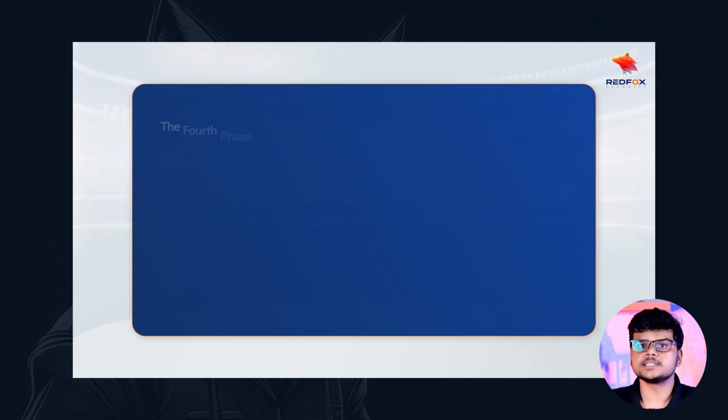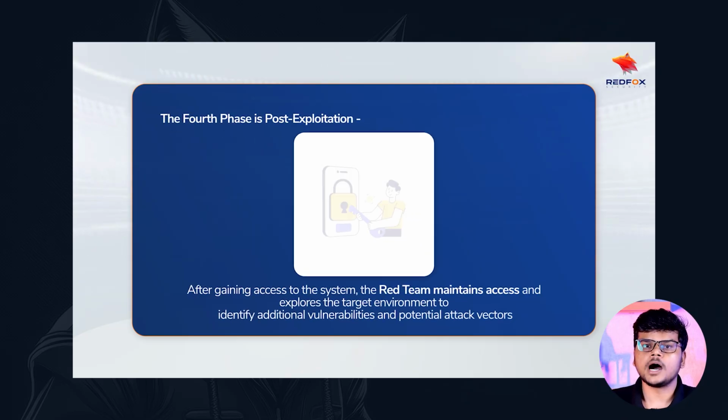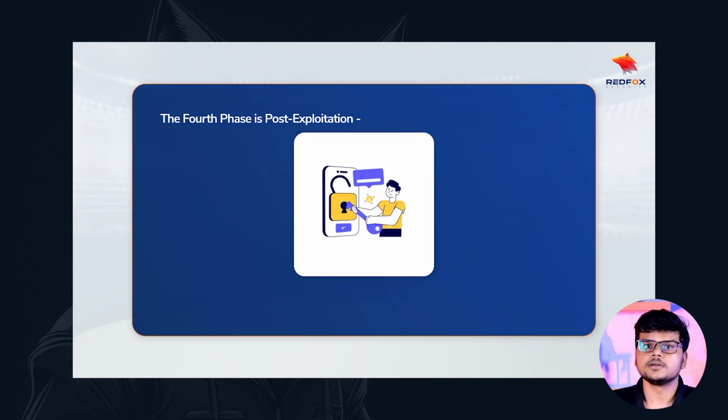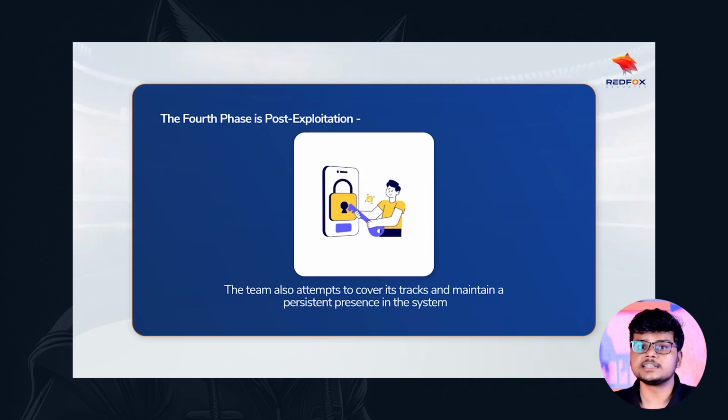The fourth phase is post-exploitation. After gaining access to the system, the Red Team maintains access and explores the target environment to identify additional vulnerabilities and potential attack vectors. The team also attempts to cover its tracks and maintain a persistent presence in the system.